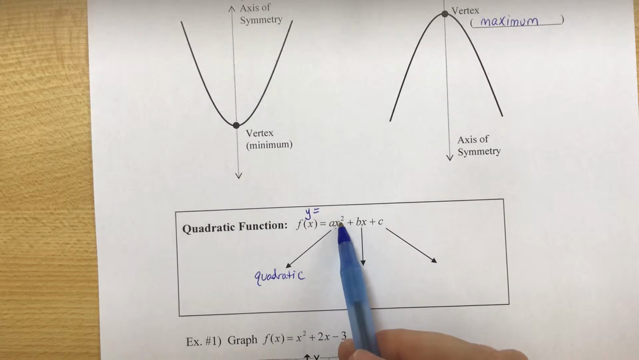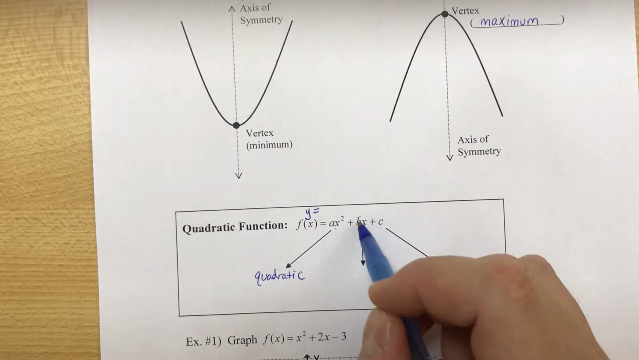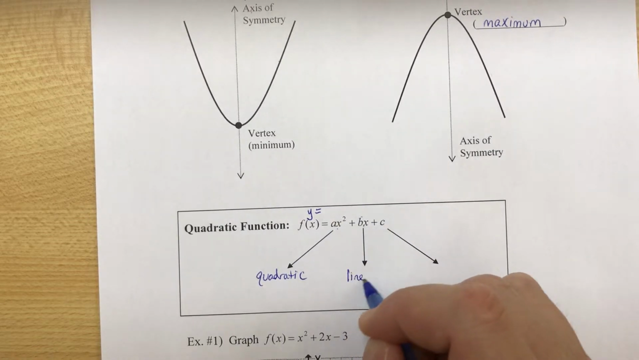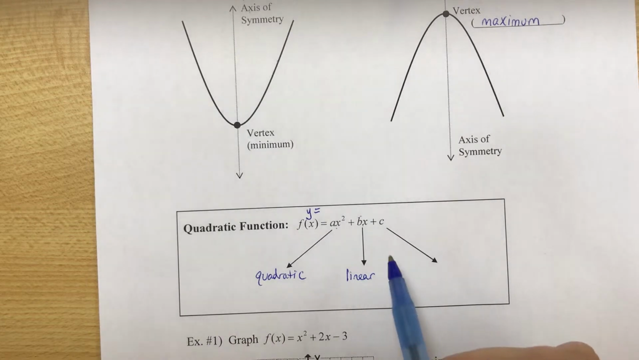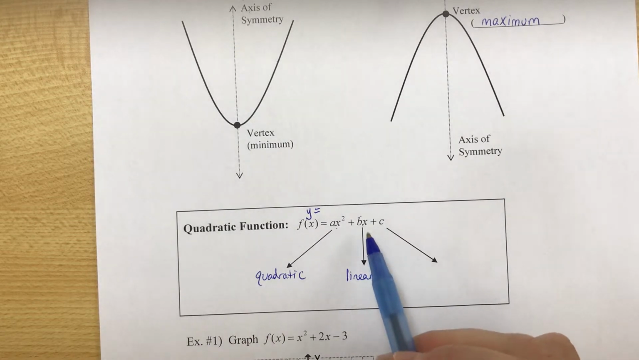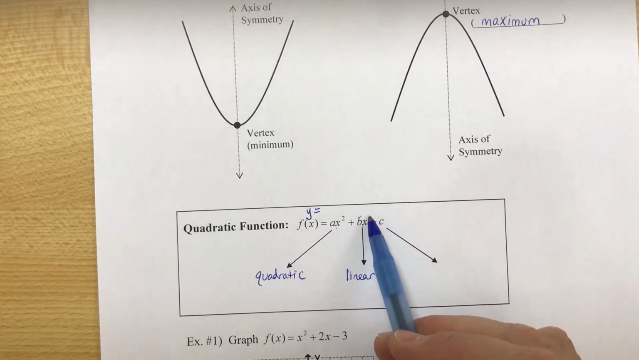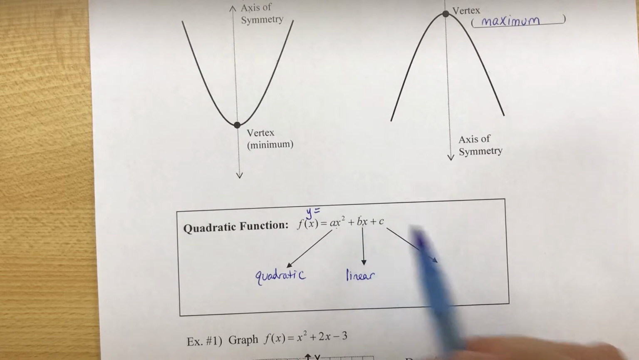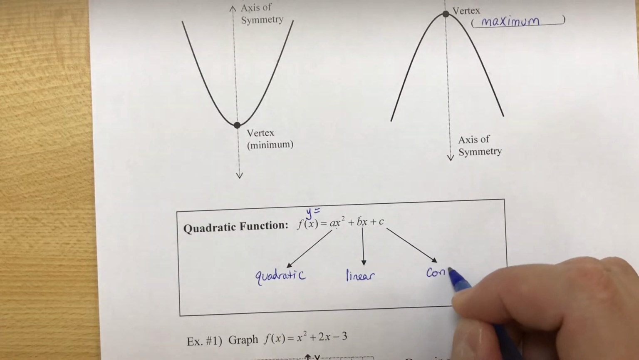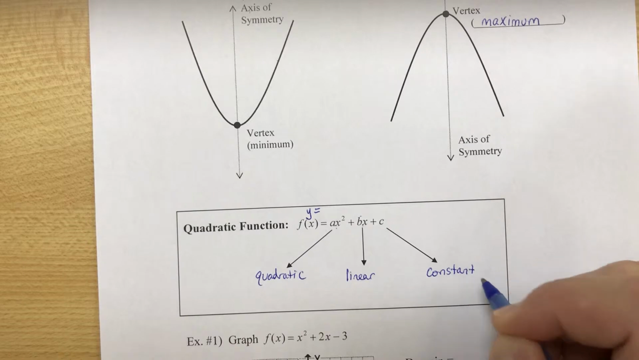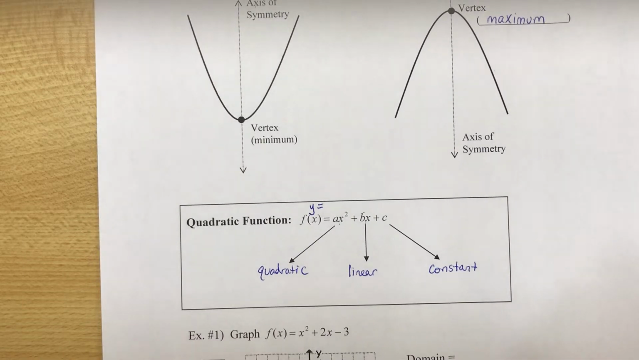Because the exponent is a 2. The middle term here is called the linear term. So if you think of y equals mx plus b, this is x to the first, that's the linear term, and then the c is what we call the constant. That's the number without the variable, the number by itself.